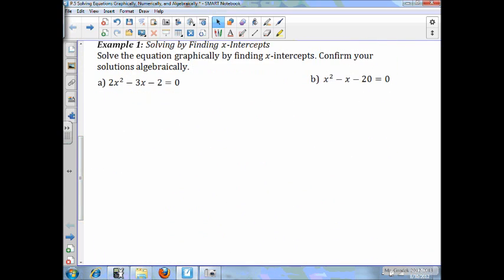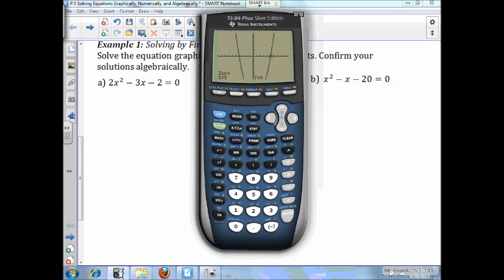Now, example 1 says solve the equation graphically by finding x-intercepts. Confirm algebraically. So in our equation here, we're going to put in 2x squared minus 3x minus 2. Once you do that, you're going to press the graph button. All of your calculators should have the window negative 10 to 10, negative 10 to 10. So this is your standard window. To get to your standard window very quickly, you press zoom 6. That will get you to your standard window.